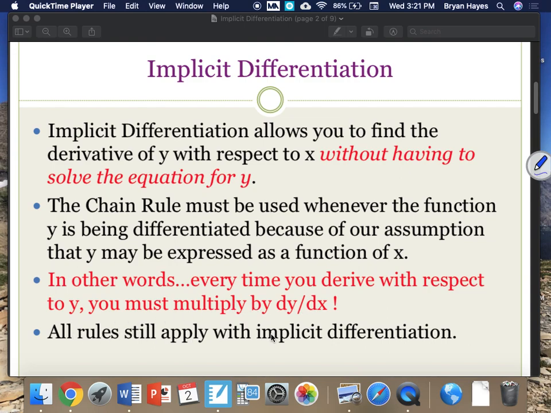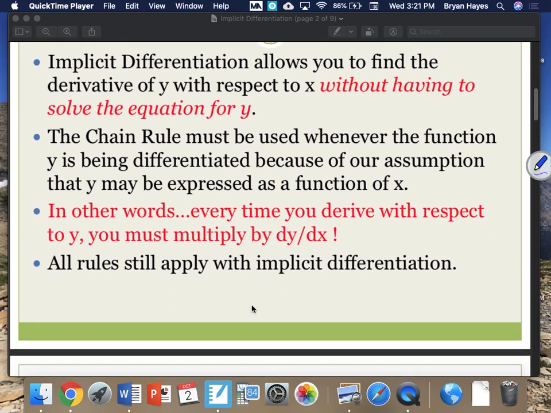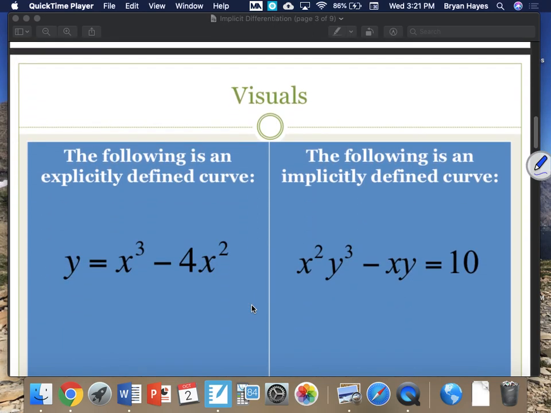All rules are still able to be applied here. The product rule, quotient rule, trig rules, power chain rule, all that good stuff is still in play. Derivatives build onto themselves as you learn more and more. So we're going to start just with some visuals here to get you comfortable with what we mean by implicitly defined curves.